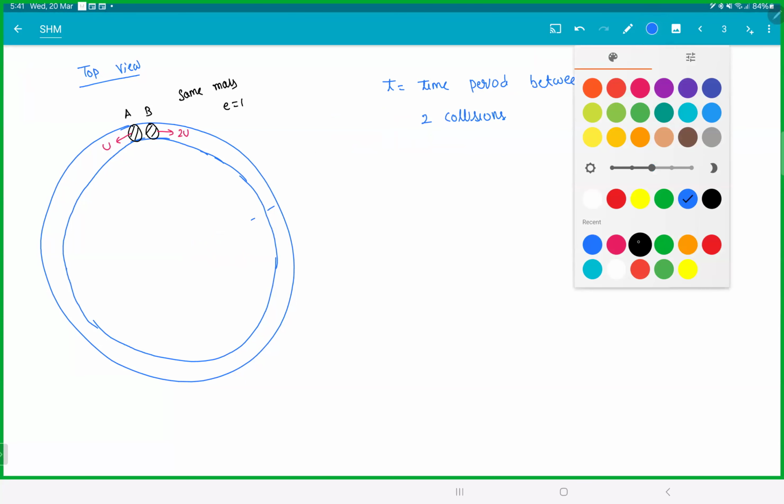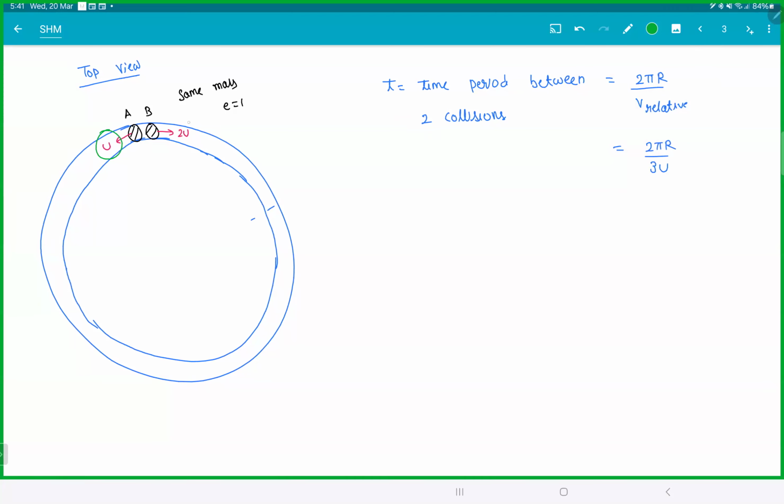Now, the first one, if you see here clearly, this is going with u, this is going with 2u. That means this will cover 2/3 of the distance. This will cover 1/3 of the distance. So the first collision will occur exactly here at 120 degrees. So this will be A, this will be B, this will be the first collision.